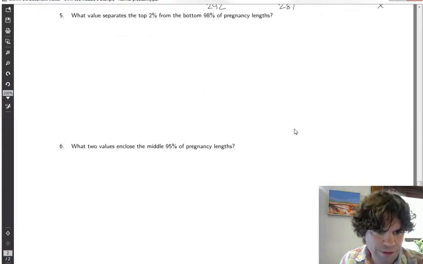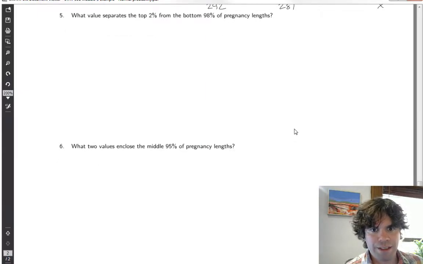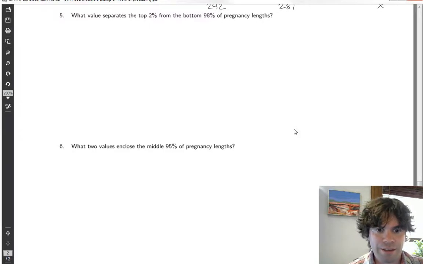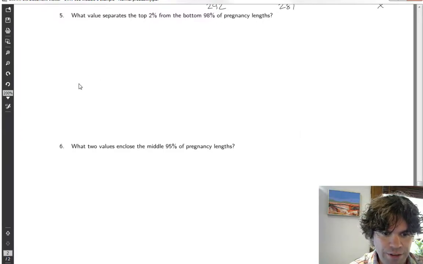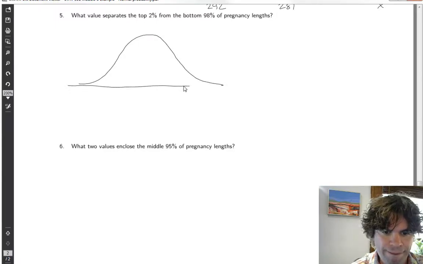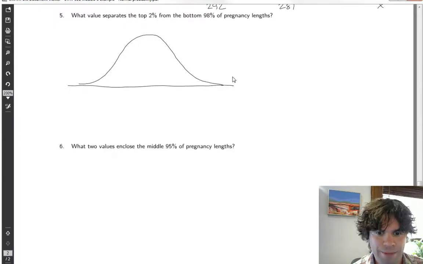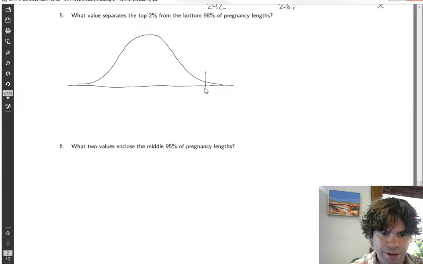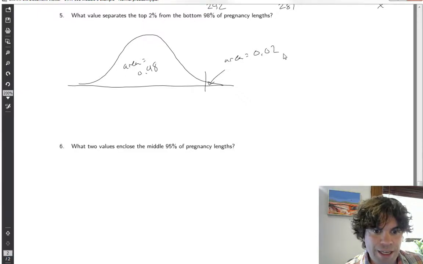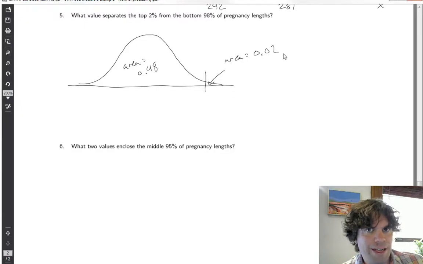Okay, 5. What value separates the top 2% from the bottom 98% of pregnancy lengths? I'll draw it first. Top 2 from bottom 98, so that's going to be somewhere up here. And area equals 0.98 below, and then area equals 0.02 above. Another way of saying this is, what is the 98th percentile for pregnancy length?